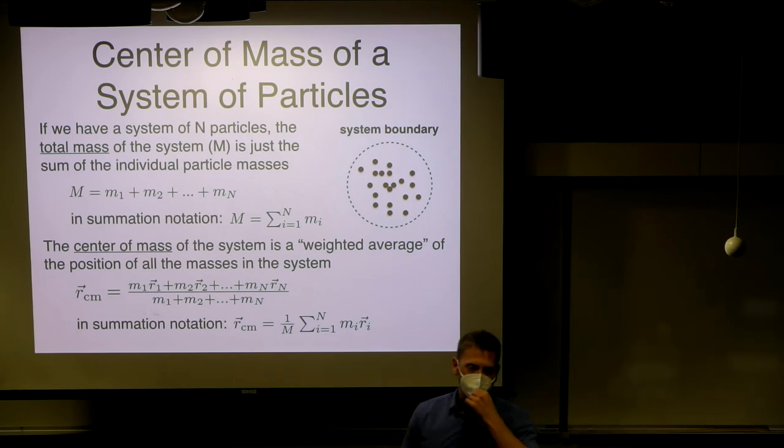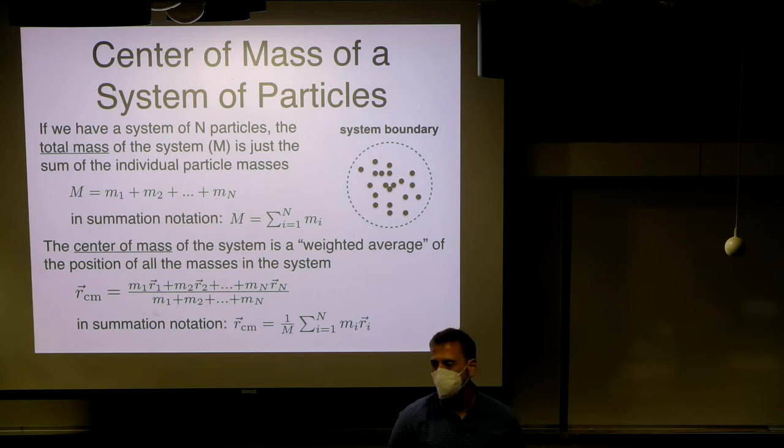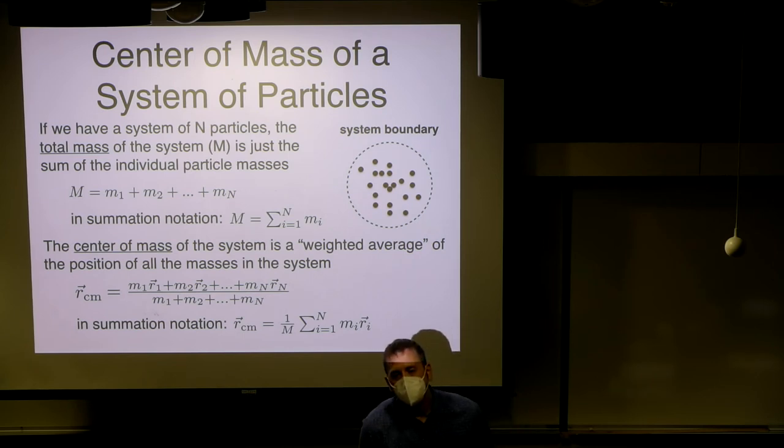Let me just ask you this. If I were to ask you what the average height of everyone in the class is, how would you calculate it? Yeah, so you add together n heights, where n is how many people are here, and then you divide by n, right? Okay, that's not the type of average we're doing when it comes to center of mass.